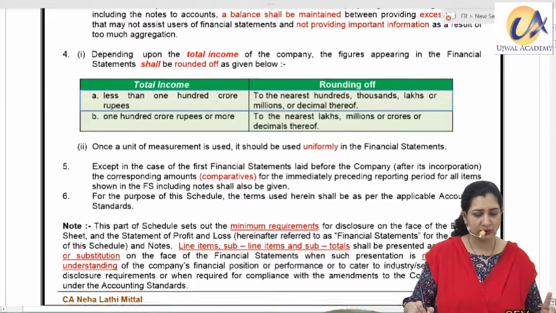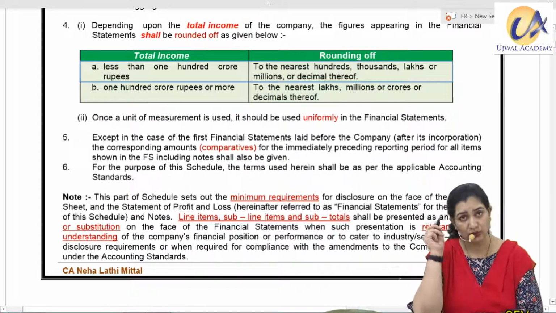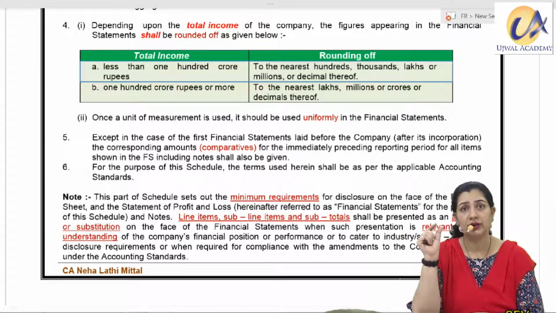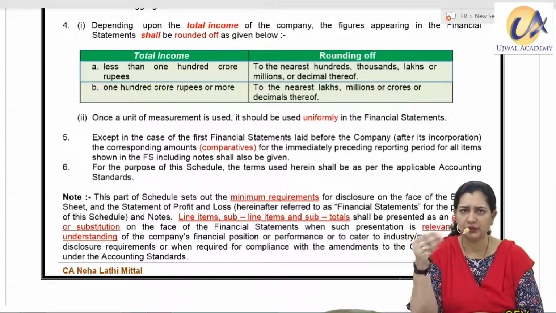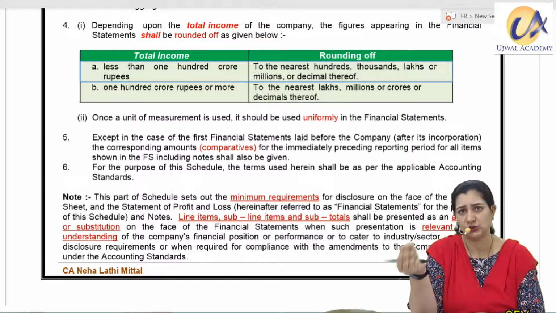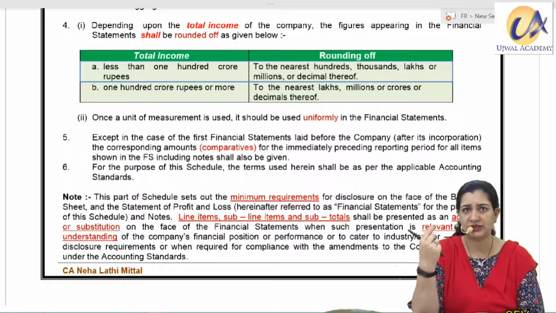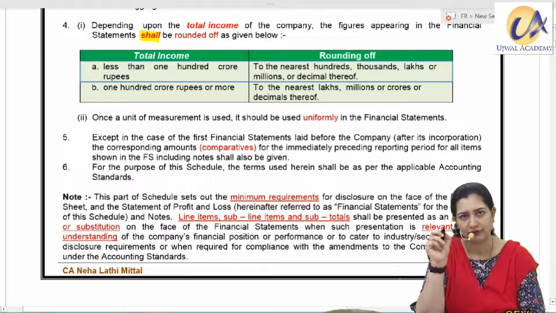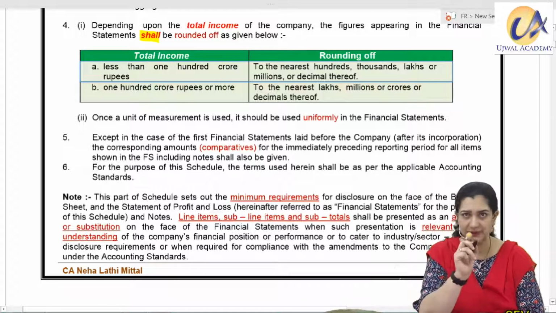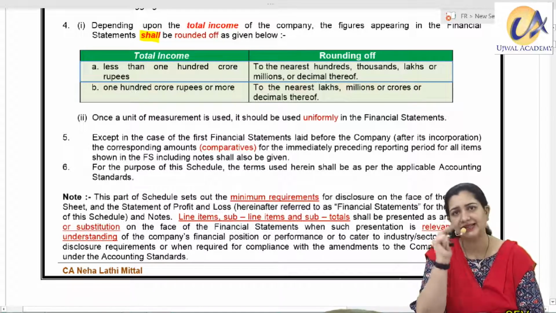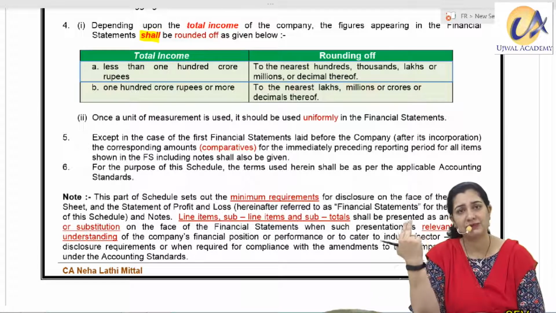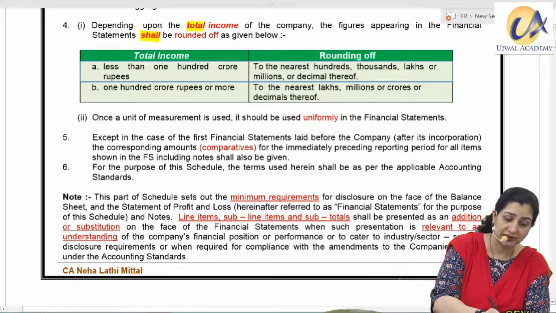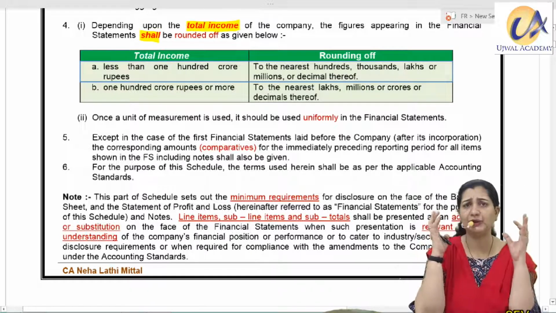Remember, we have this rounding off concept, correct? Earlier, rounding off was not mandatory. It was "you may do it"; companies may choose to do it. The first thing now is that companies shall do rounding off. Rounding off is now compulsory. Second thing, earlier the rounding off was based on turnover, but now it is based on the total income. So depending on the total income.